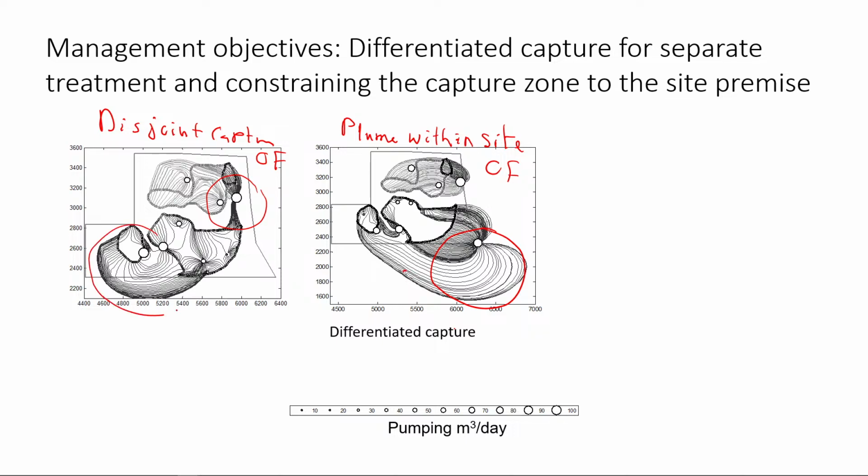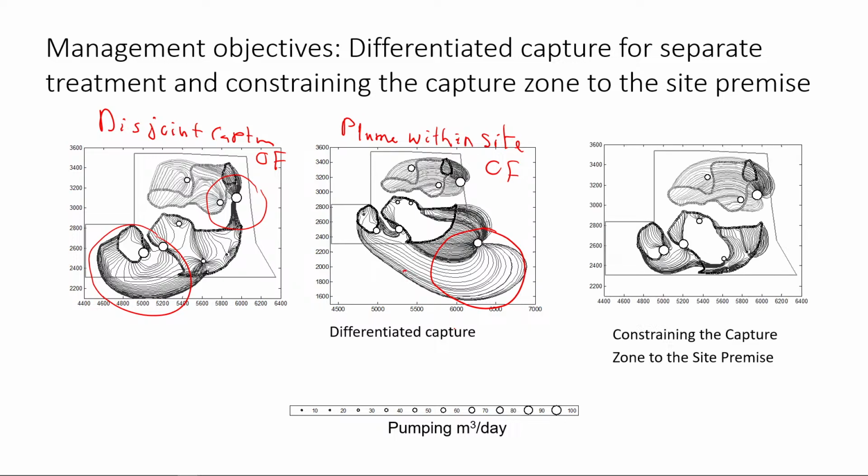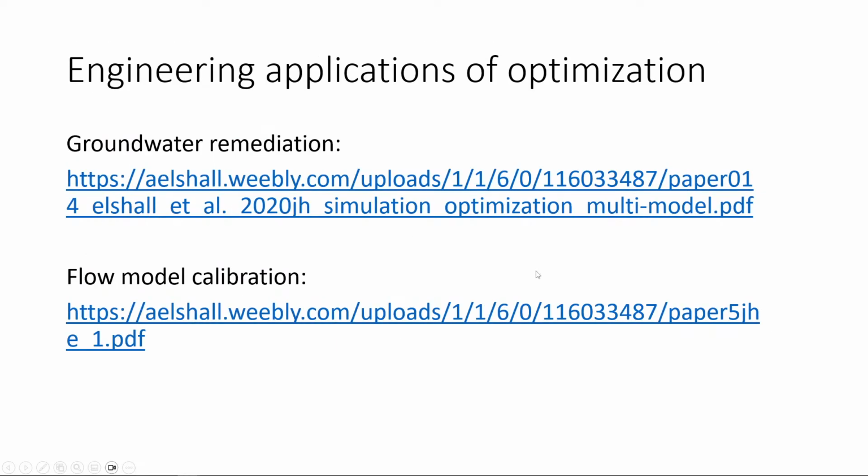Here you are also getting it. So here this does not have the joint capture and does not have plume within site. If you build these two, then you get exactly what you need. So you see, here's this particular solution. These two are captured separately and the plume is perfectly contained within the site. So now this is my question: how could you build this into your objective function? Let me show you how we did this.